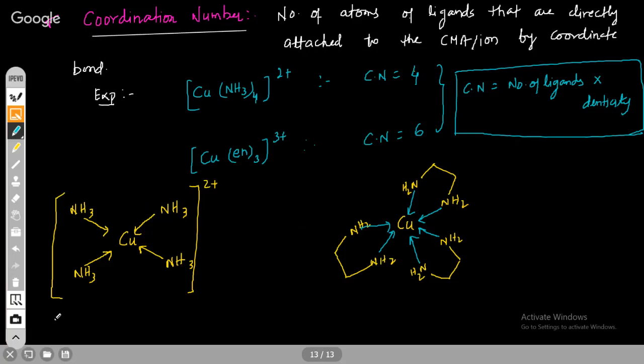Okay, the next thing we have to discuss here is the bonding of coordination compounds. The first theory given for the bonding of coordination compounds, we call it the Sidgwick EAN rule. This EAN stands for effective atomic number.